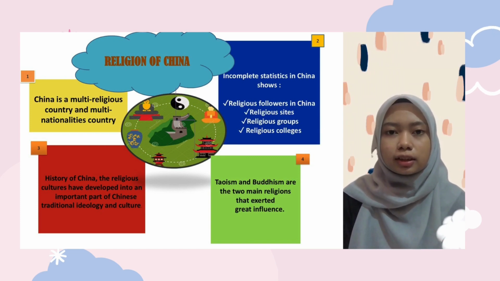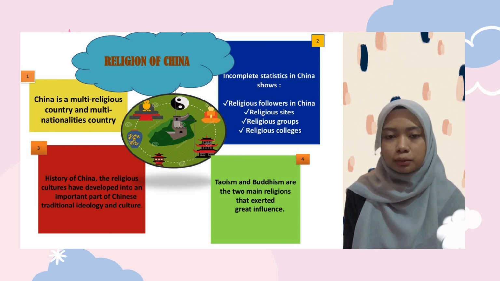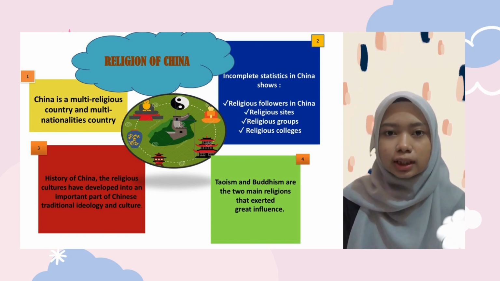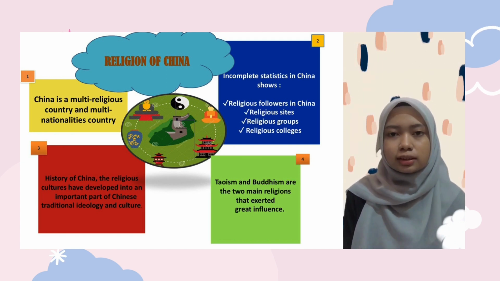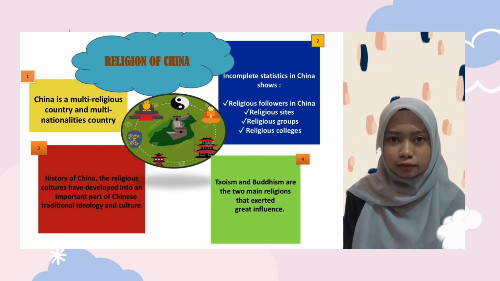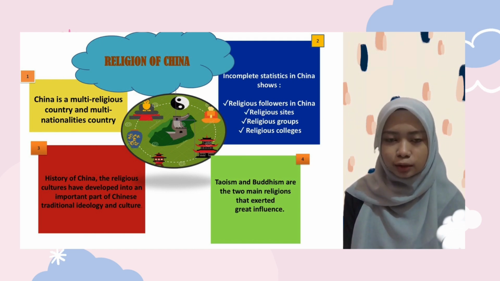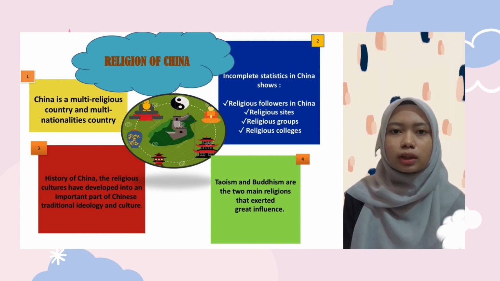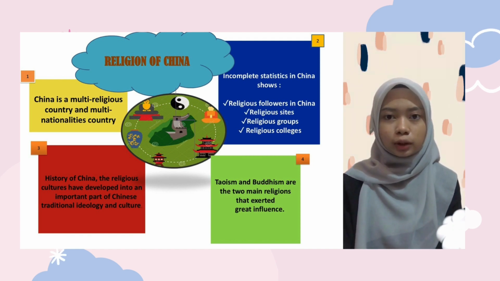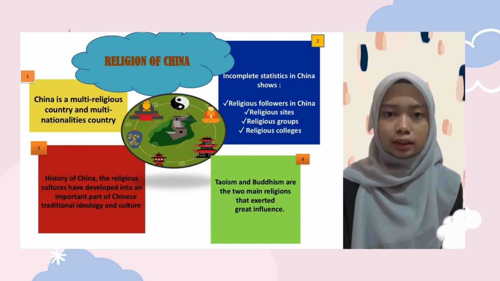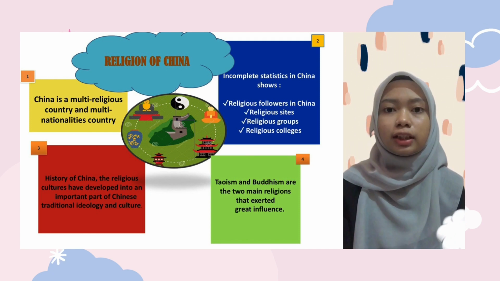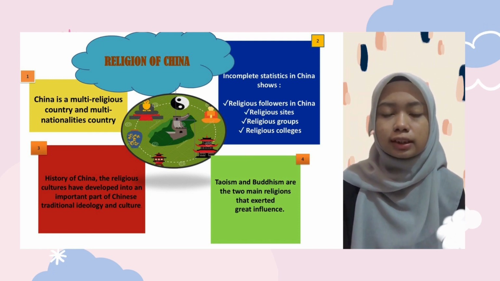China religion. China is a multi-religious country, where Buddhism, Taoism, Islam, Catholicism, and Christianity are the main religions. China is a multinational country where most of the 55 ethnic minorities observe a religion. For instance, Tibetans observe Buddhism and Hui people observe Islam. Incomplete statistics show that there are more than 100 million religious followers in China, with over 85,000 religious sites, 3,000 religious groups, and 74 religious colleges.